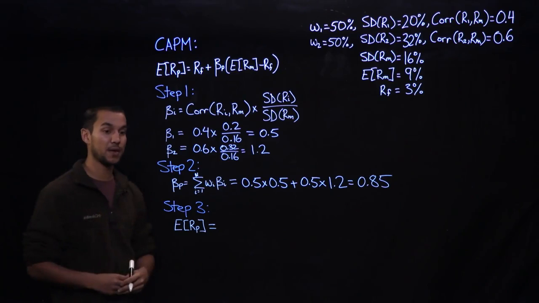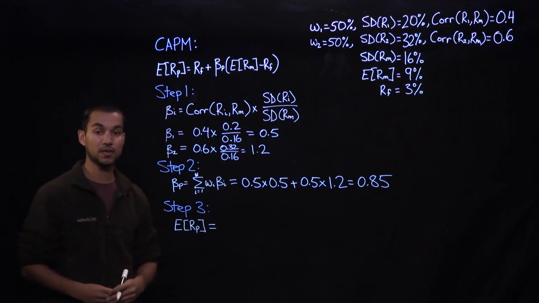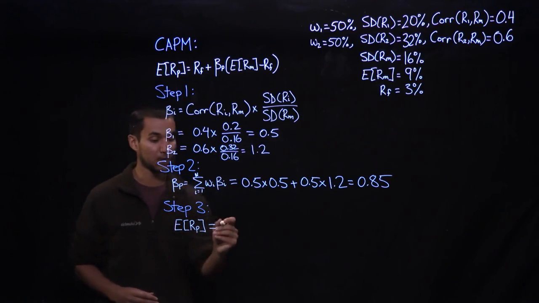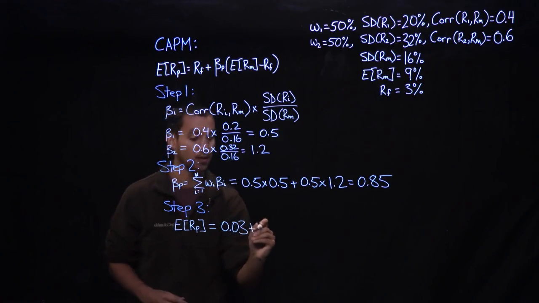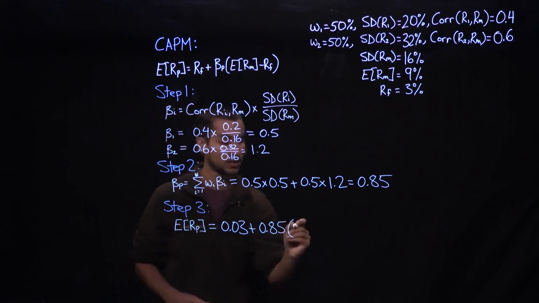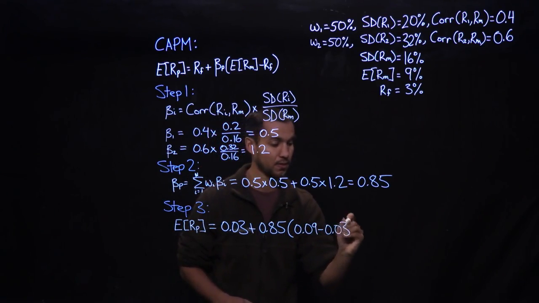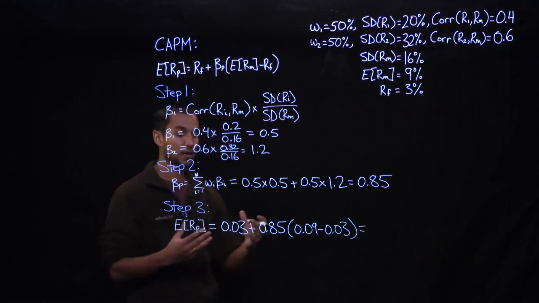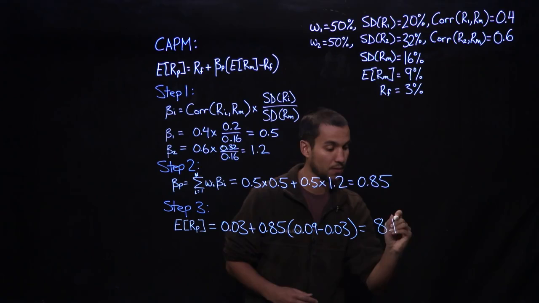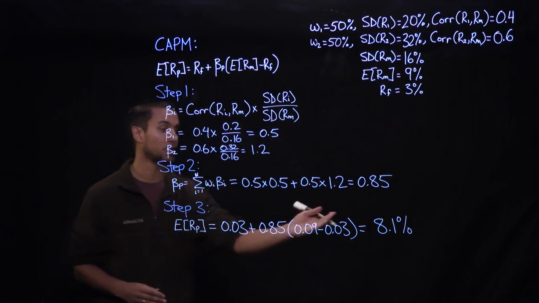Now that we've calculated the beta of our portfolio, we can plug everything into our equation for the CAPM, and we can use it to calculate the expected return on the portfolio. In this case, the risk-free rate is 3%. The beta on our portfolio is 0.85. The expected return on the market is 9%. And we have to subtract the risk-free rate. If we calculate this expression, we find that the expected return on the portfolio is equal to 8.1%. And so under the CAPM, the expected return of this portfolio would be equal to 8.1%.